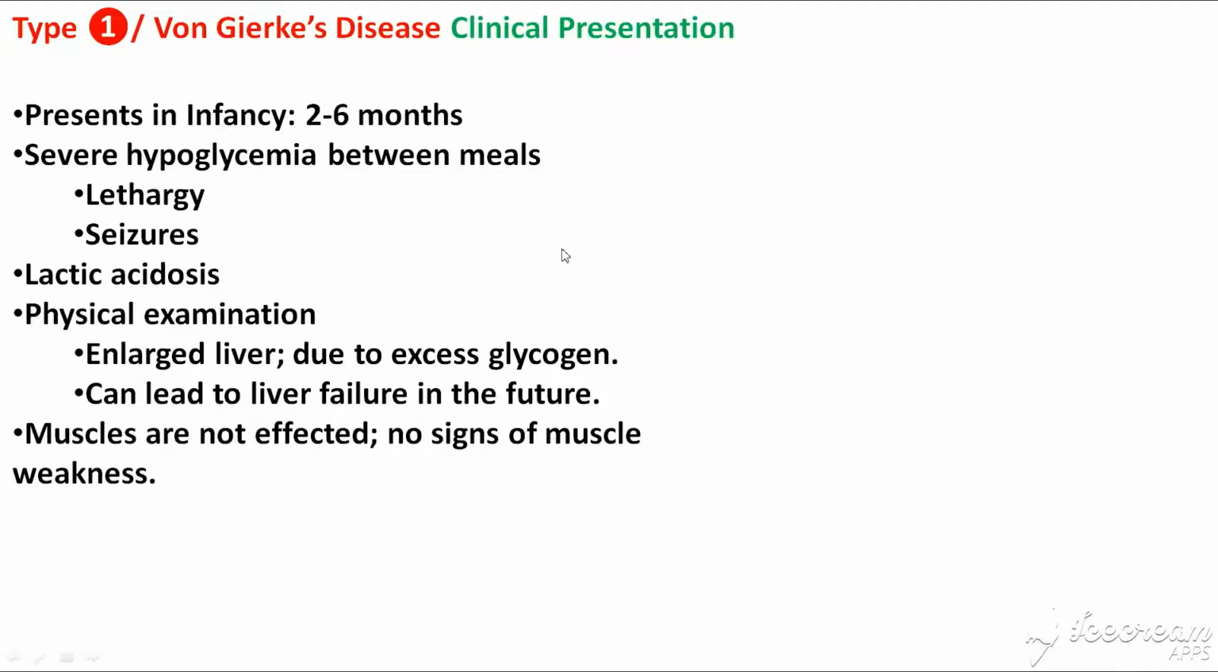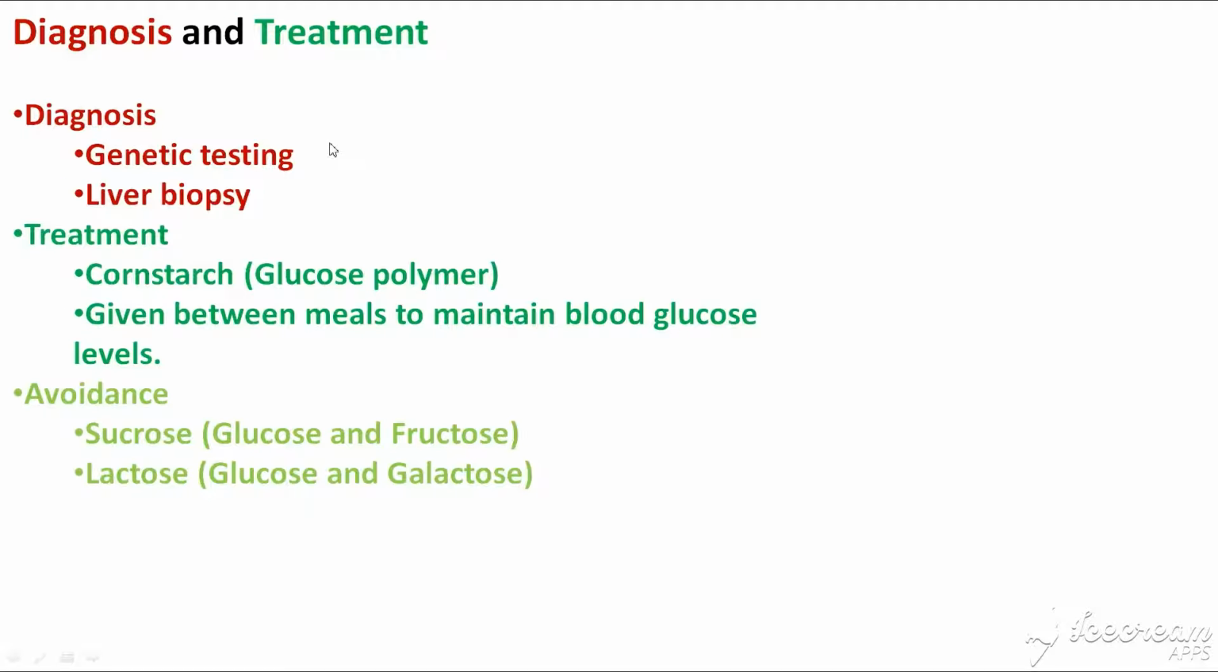Diagnosis and treatment of von Gierke's disease. Now, to diagnose this in infants, basically we usually do genetic testing. Historically, a liver biopsy used to be done in order to see glycogen deposition inside of the liver. Now, the treatment is going to be cornstarch, which is a glucose polymer, and this is going to be given in between meals to maintain the blood glucose. So we want to prevent these patients from entering a state of hypoglycemia.